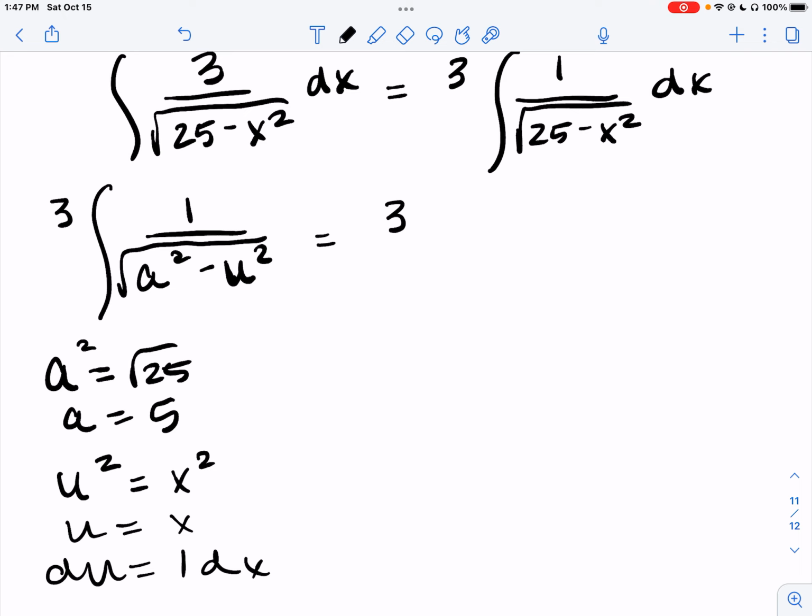Okay, so that integral is 3 arcsine of u over a. And that's the end of the review.